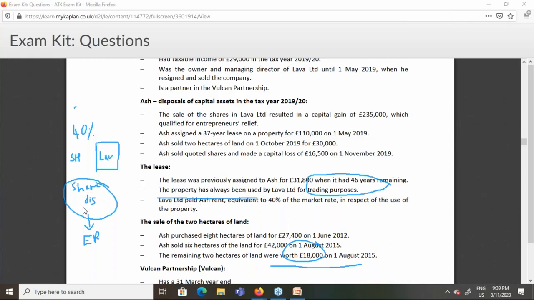Ash's share disposal in Lava Limited. Previously, he was the only shareholder of Lava Limited, and he allowed the leased building to be used by Lava Limited.